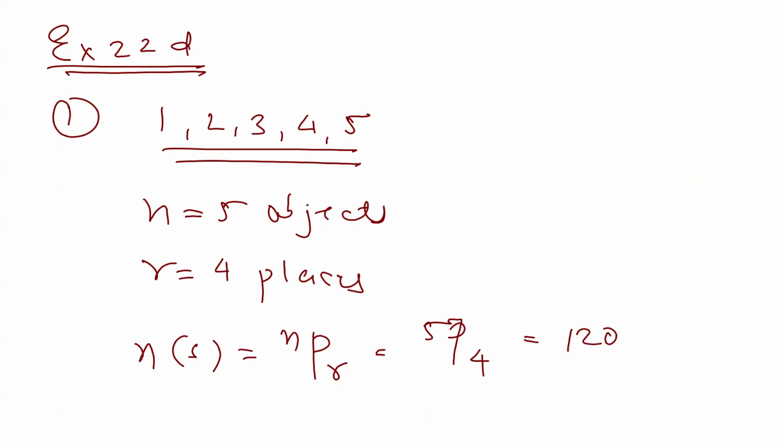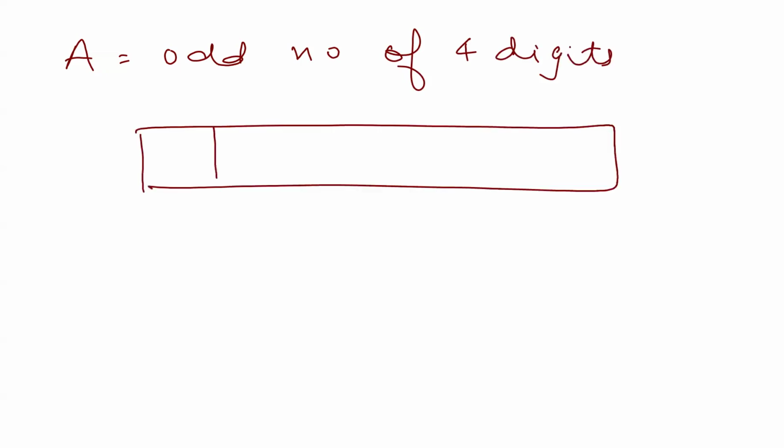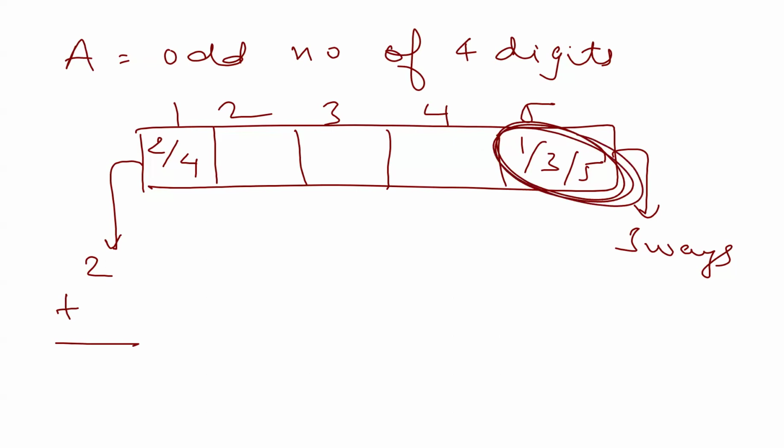Now the main event, if you read the next part of the problem: event A is finding an odd number of 4 digits out of the objects 1, 2, 3, 4, 5. So see guys, the last box will be filled up with 1, 3 and 5 because we require an odd number. So these are 3 ways. Now let us understand the first box. The first box can be filled up with 2 and 4, that is 2 objects, plus there are 3 objects in the last box, but at a time only one will be utilized. 2 will remain, so 2 can be utilized over here, remaining 2. So 2 plus 2, that is 4.